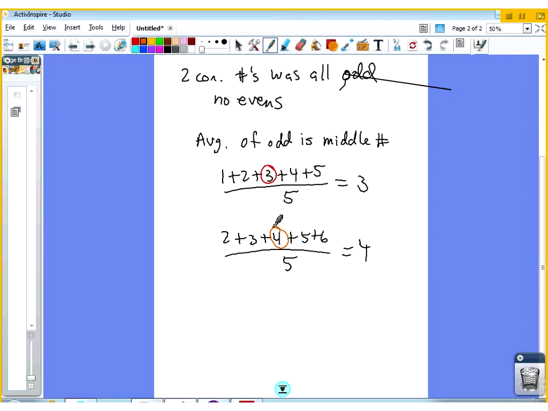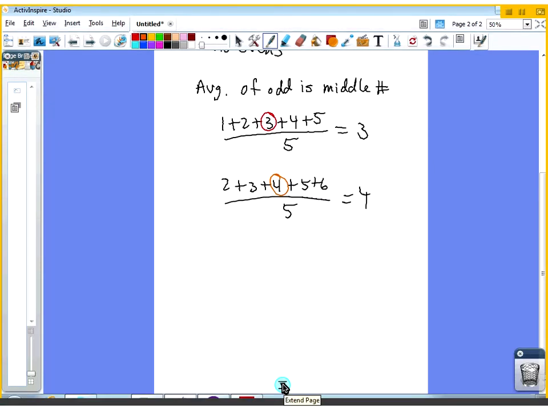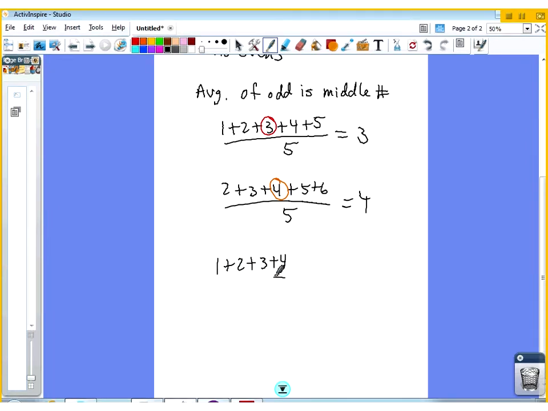And you said, what about the evens? It's the same for the evens, except the middle number is going to be a 0.5. Oh, so it's halfway, so the average is halfway between the two middle numbers, you're saying? Yeah, it would be like 1 plus 2 plus 3 plus 4 divided by 4 is 2.5, right? Which is the average of the two middle numbers, okay?